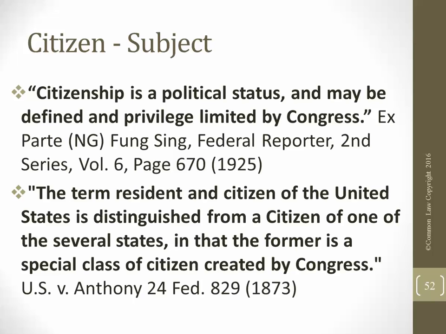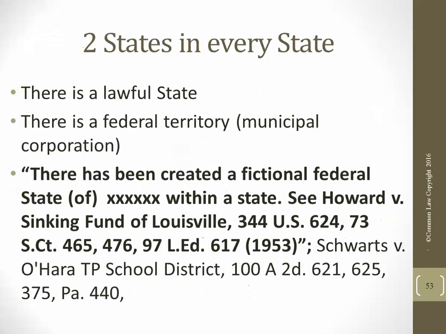The term resident and citizen of the United States is distinguished from a citizen of one of the several states in that the former is a special class of citizen created by Congress. So in essence, what we're saying here is that there's 2 states in every state. There's a federal territory for U.S. citizens, and there's a state, a lawful state for state citizens.